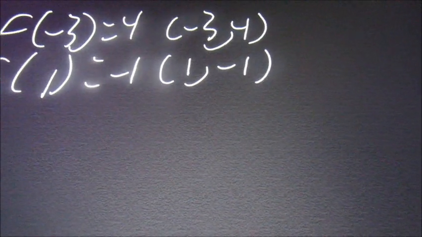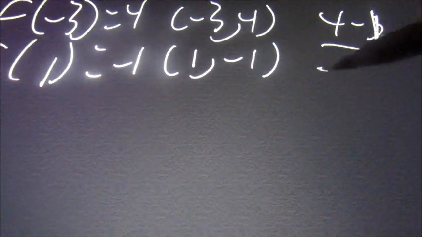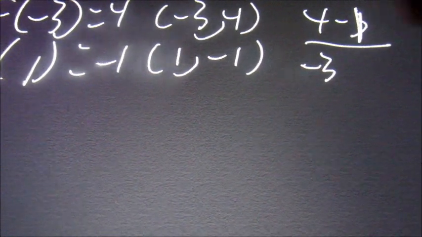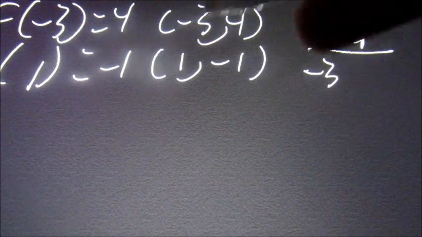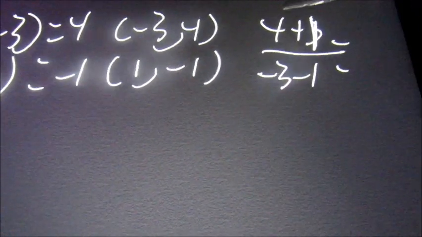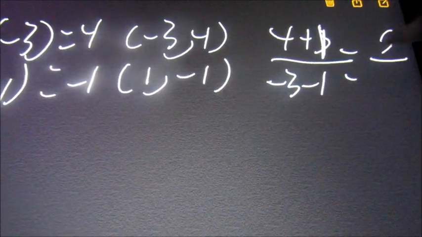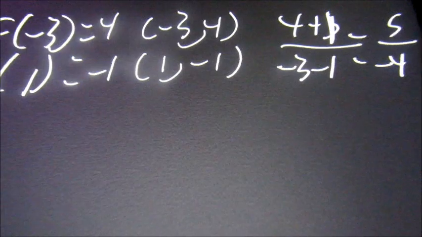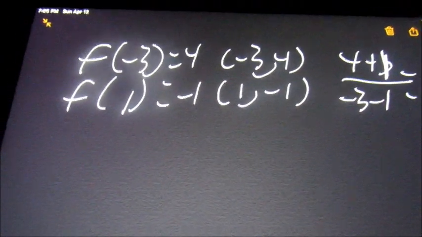So I'm going to say 4 minus 1 over -3, or 4 minus -1, which becomes 4 plus 1, over -3 minus 1. So that's going to be 4 plus 1 is 5 over -4. So -5 over 4. And then I need to pick one of these points to use. I'm going to use the bottom one just because they're both 1s.